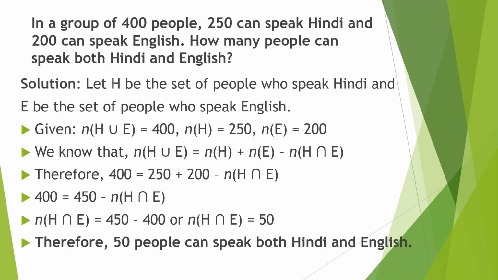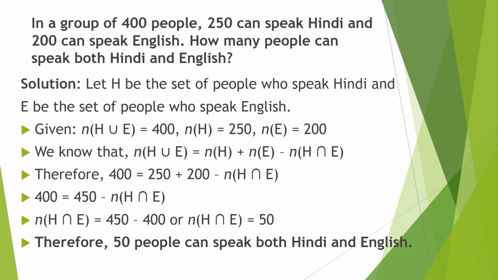So H union E is 400 number of elements. Same way, number of elements in H is 250, number of elements in E is 200. We use this formula: n of H union E is equal to n of H plus n of E minus n of H intersection E.